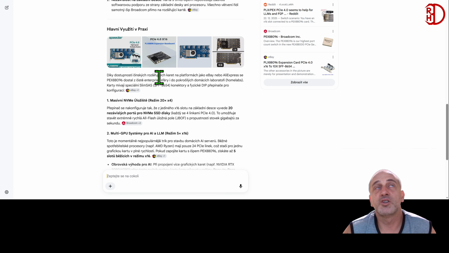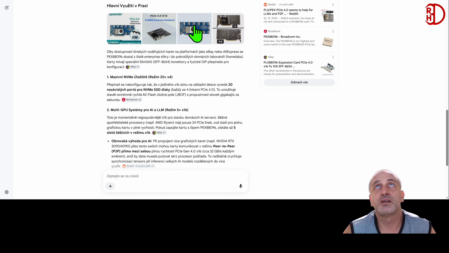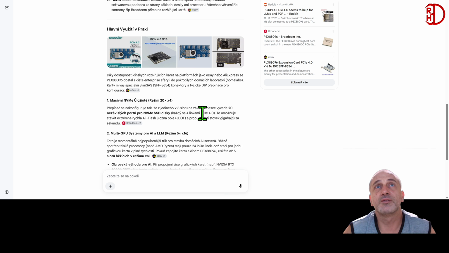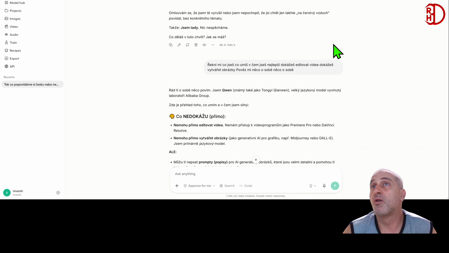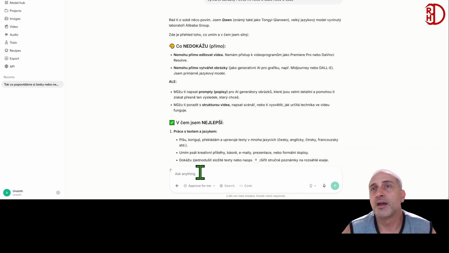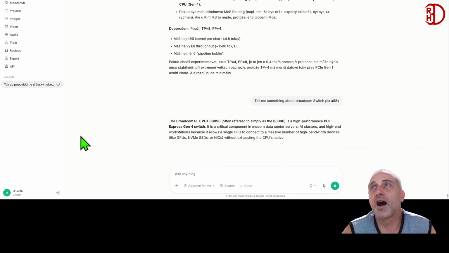Definitely this is the switch that I am using in my system. Each unit has 4 GPUs and so on. I think it is very nice. And if we go to the Qwen, let's do it. It will tell us something, I think the same, and you see the generating is a little bit slower. It takes time. It really doesn't go too fast.